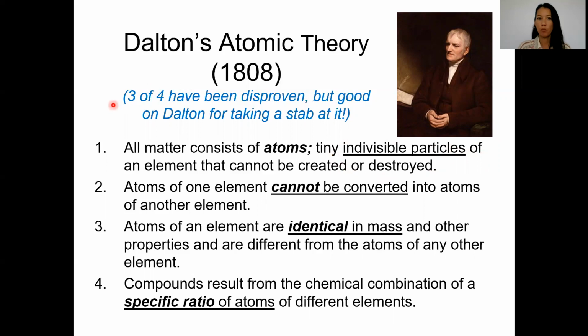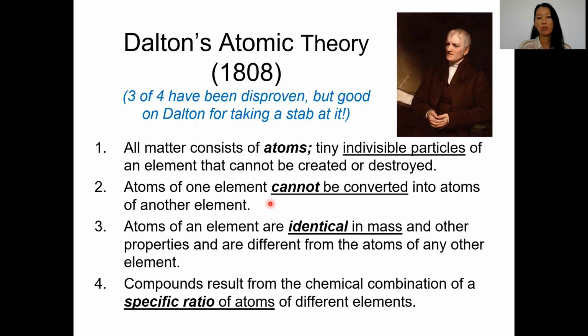So you guys can think of which of the 3 are not correct. You probably know that atoms are made of protons, neutrons, and electrons, which get discovered 100 years after this. Atoms of one element cannot be converted into atoms of another. Think about that. Is that true or false?